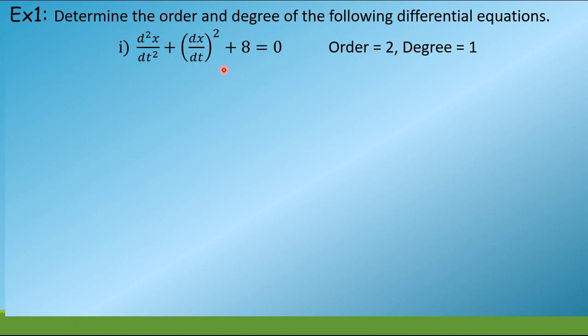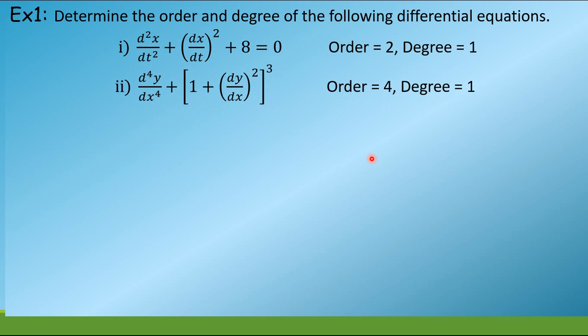Here is the first question, determine the order and degree. Now you can see d2x by dt square is the highest order derivative, order is 2, so therefore the order of this equation is 2. And what is the index of this second order? That is nothing. Nothing means 1 is always there, so degree is 1. This is the second example.